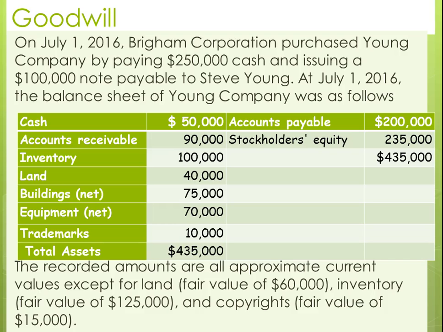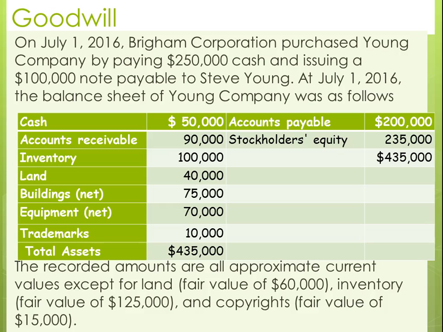So here we have an example. In this case, we bought a company for $250,000 plus a $100,000 note. So we paid $350,000 for it on July 1st, and the total assets were $435,000, and the liabilities were $200,000. The recorded amount on all appropriate current values except the land has a fair value of $60,000, which is $20,000 more than it's on the books. The inventory value has a fair value of $125,000, which is $25,000 more than what's on the books. And the copyright, which is not on the books at all, has a fair value of $15,000.